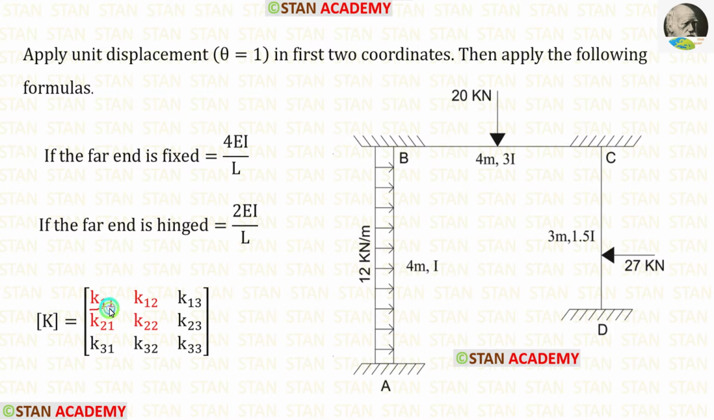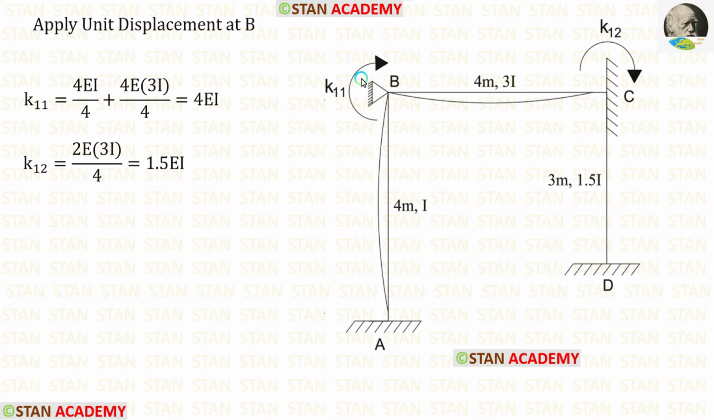Now we are going to find K11 and K12. For that, we have to apply the unit displacement in the first coordinate. Our first coordinate is in the point B. So in the point B, I have applied unit displacement. In the point B, there was a fixed support, but we can assume that when we apply unit displacement, it becomes a hinged support, because in the fixed support, there will be no displacement.